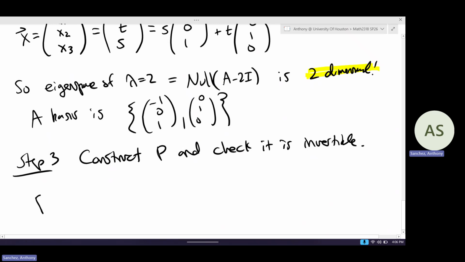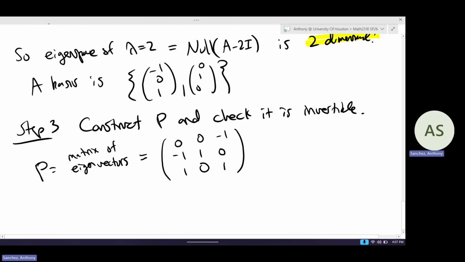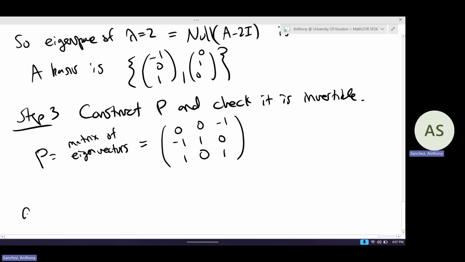All right, so what's P going to be? P is going to be the matrix of eigenvectors. I solved for lambda equal to 1, and I had one eigenvector given by 0, negative 1, 1. And then for lambda equal to 2, I had two eigenvectors, namely the ones above here. Maybe I'll write this one first, 0, 1, 0, and then negative 1, 0, 1. The order of these two doesn't really matter because they're part of the same eigenspace. And now I can check that it's invertible by just computing a determinant.